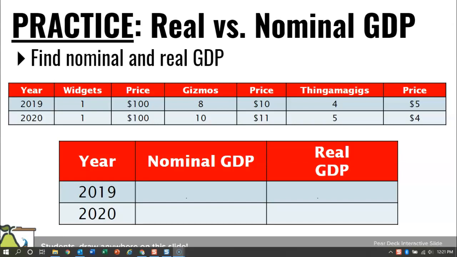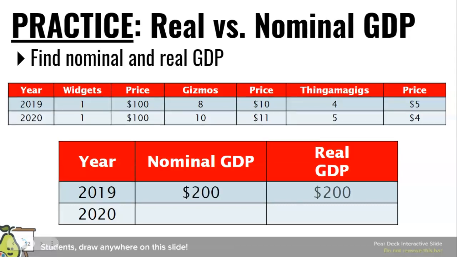Again, we're going to pretend that there are three goods, widgets, gizmos, and thingamajigs, and we're going to presume that 2019 is our base year. So I would encourage you to pause, work through the data, and see if you come up to the same answers that I'm going to show you here in just a second. Assuming that you've paused it and worked through it, you should see that nominal GDP is $200. Real GDP in the base year is always the same as nominal, and you'll see the numbers for 2020. So hopefully you got those.